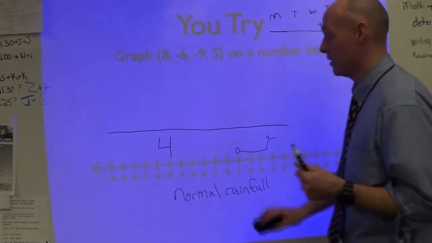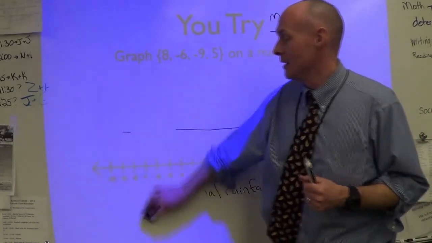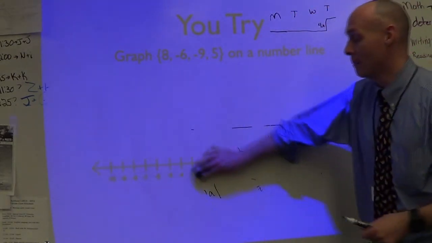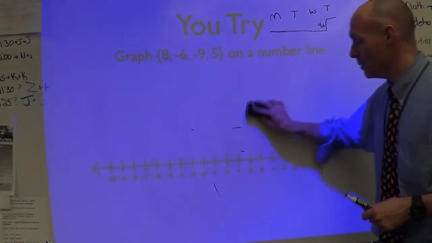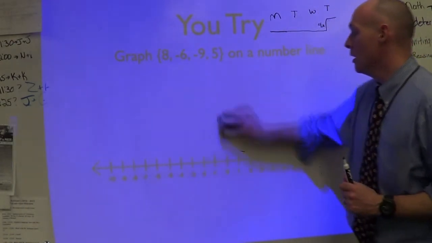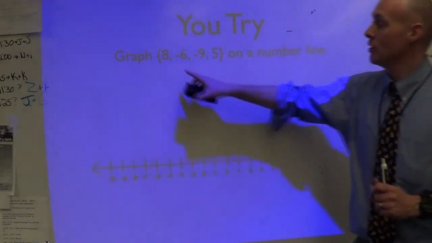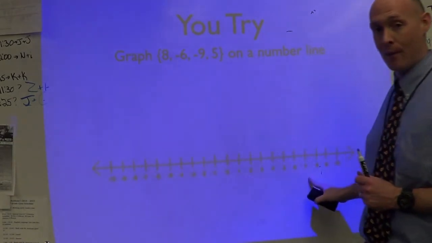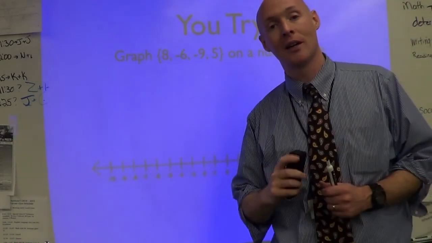Last thing I want you to do, this is a you try. Now for your convenience, I included a number line with numbers, but just be ready that on a lot of number lines you're going to have to put the numbers down. So real simple. What I want you to do is graph those 4 numbers, 1, 2, 3, 4, on the number line and be ready to work in class.